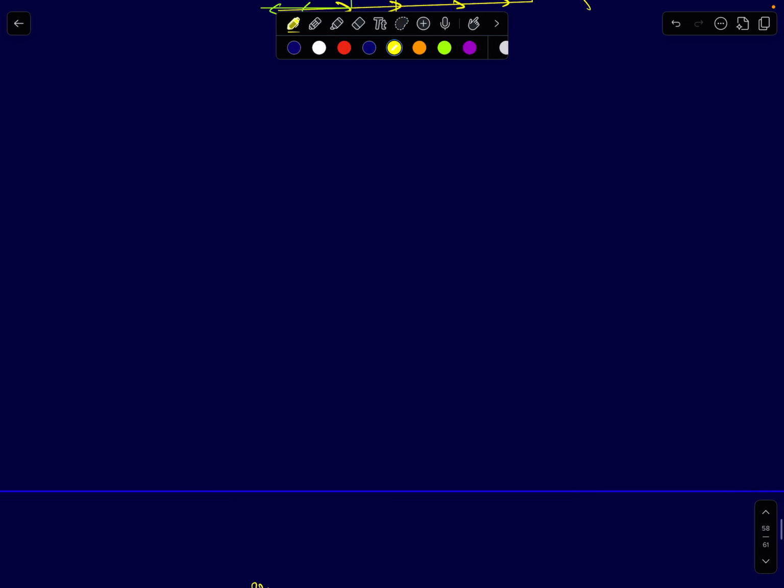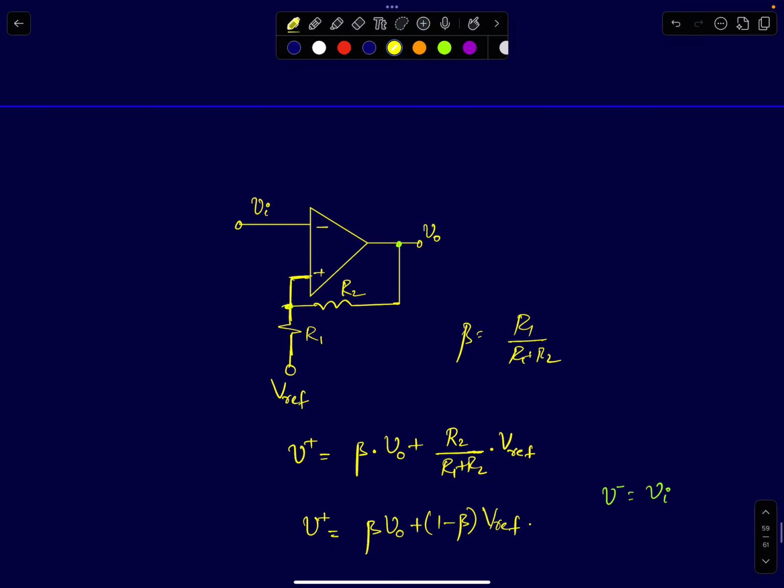First we'll start with a non-inverting Schmitt trigger. Instead of connecting this node to ground, I can simply connect it to some voltage Vref. Now we'll see what the feedback quantity is. Previously, when this was connected to ground, the feedback quantity was beta times plus or minus Vsat. Beta here is R1 by R1 plus R2. That's the feedback factor in this case.